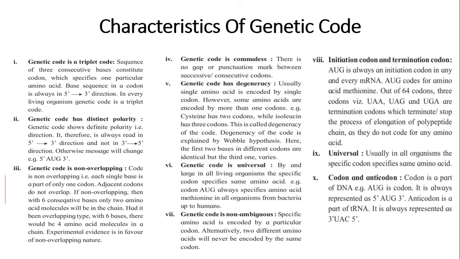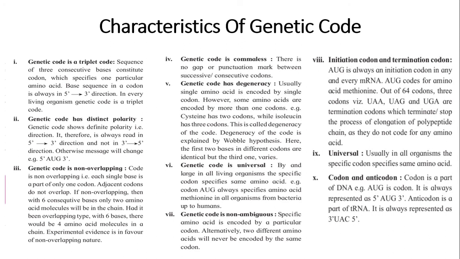Number 3, genetic code is non-overlapping. Code is non-overlapping, that is each single base is a part of only one codon. Adjacent codons do not overlap. If non-overlapping, then with 6 consecutive bases, only 2 amino acid molecules will be in the chain. Number 4, genetic code is commaless. There is no gap mark between successive or consecutive codons.